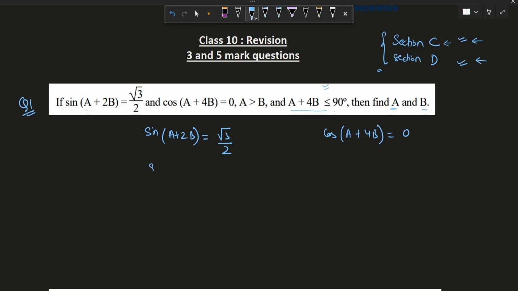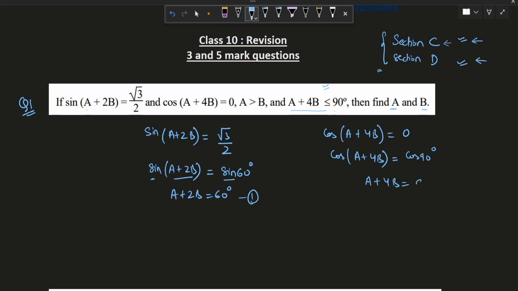Very easy thing. You know when is sine root 3 by 2. This is at 60 degrees. Okay, so both are sine over LHS, RHS, I can equate. So A plus 2B is 60 degrees. You got the first equation. When is cos 0? Cos is 0 at 90 degrees. So let me write it as 90 degrees. So you have here A plus 4B is 90 degrees. That's your second equation. So A plus 2B, A plus 4B. Two equations I have. Let's solve them.